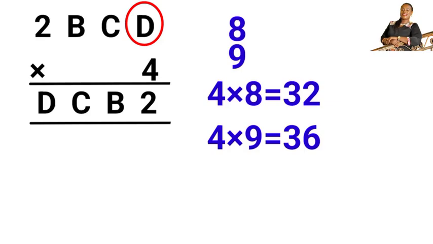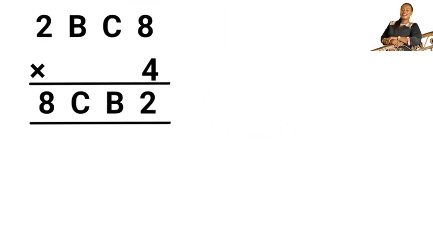If you look at our answer here, we have 2 at the end, which was A, as the last digit. So we cannot use 4 times 9, which is 36. So our D is 8, which gives us 32. Let us replace D by 8. Next, let us find the value of B.